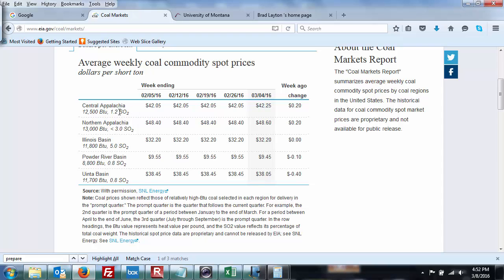I want to look at this stuff. Week ending, dollars per short ton. Look at that. It's true. It's even worse than I thought. We sell our coal for $10 a ton. Wow.